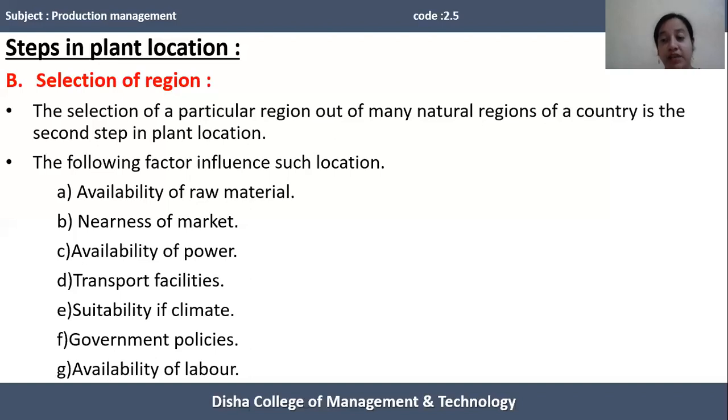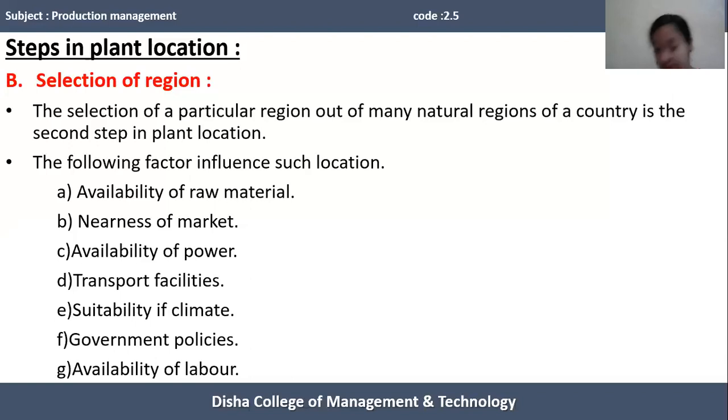And if the plant gets cheap labor, then at that location they have to locate their plant. If the industry is located in a particular area where low labor charges are not available, where labor is not available, they have to procure or import the labor from outside. If the labor is imported from outside, generally they charge high wages, so that increases our labor cost. If the labor cost increases, automatically the firm's production cost also increases.